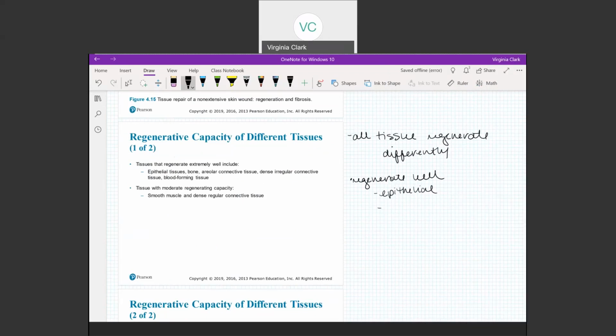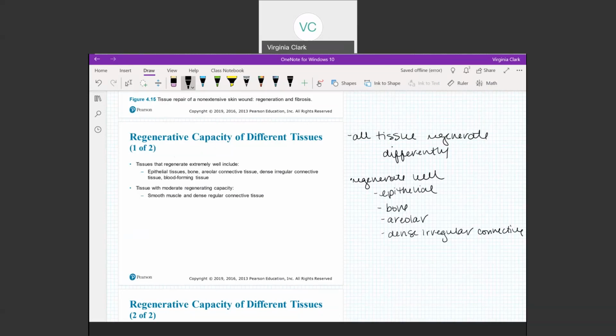Your connective tissue, your epithelial, your bone. You break a bone, it will heal really well. Areolar connective tissue will heal very well. So will dense, irregular connective tissue. These are the types that if you were to injure them, they'll heal very well.